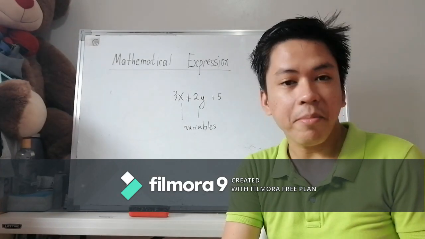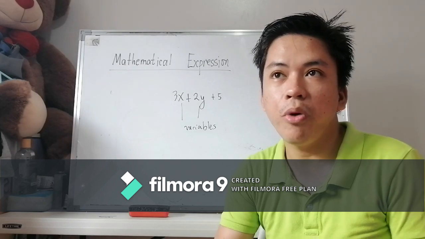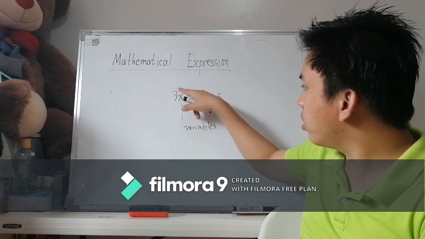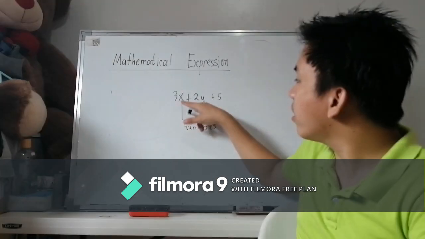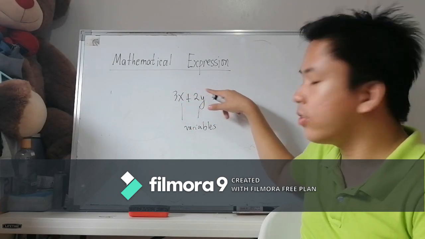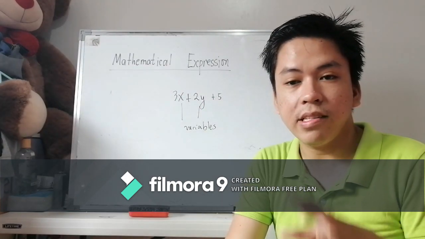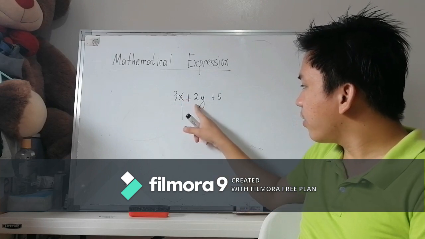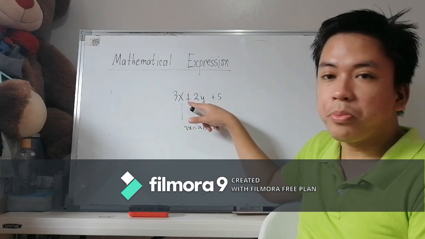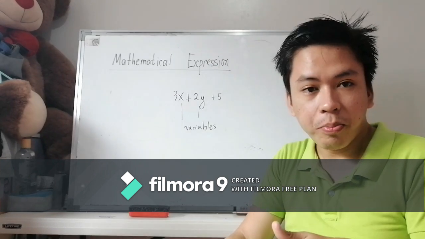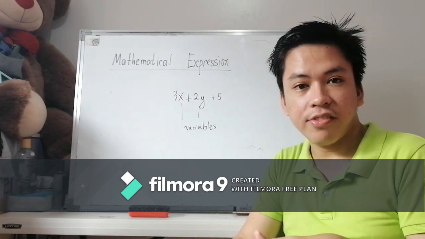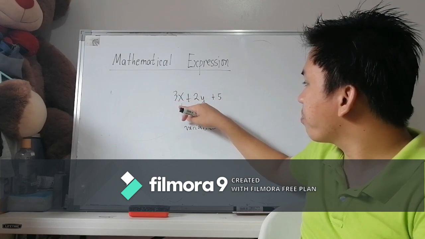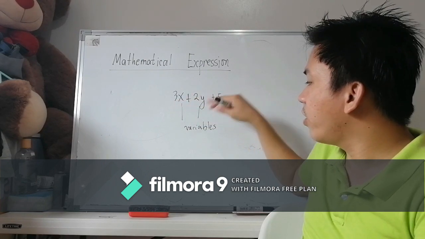By the way, in this expression there are three terms. Specifically, this is one term, this is another term, this is another term, which means that a certain expression and another certain expression are separated by an operation, either a plus or minus sign.